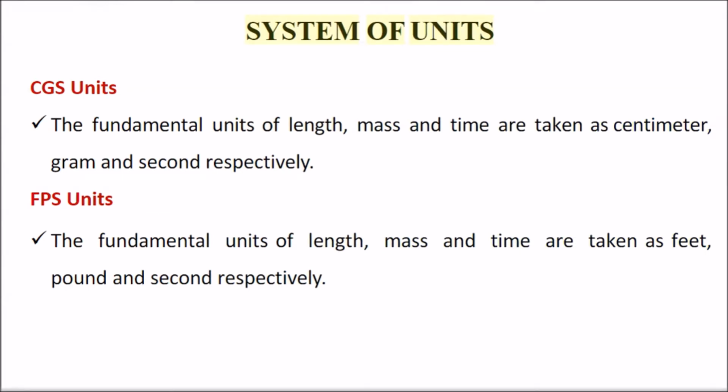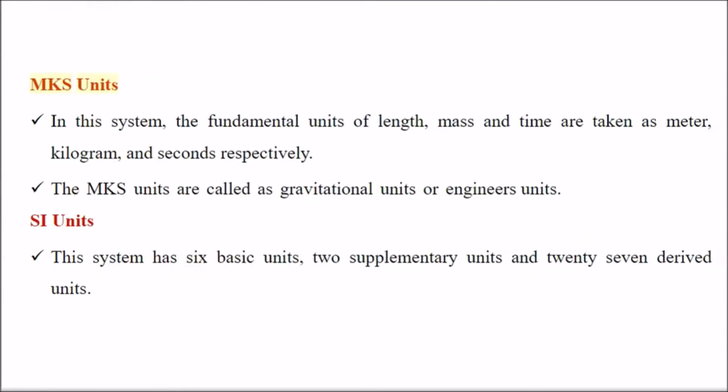System of units. CGS units: the fundamental units of length, mass, and time are taken as centimeter, gram and second respectively. FPS units: the fundamental units of length, mass, and time are taken as feet, pound and second respectively. MKS units: in this system, the fundamental units of length, mass, and time are taken as meter, kilogram, and second respectively. The MKS units are called gravitational units or engineer's units.